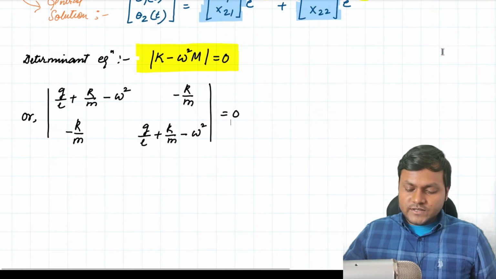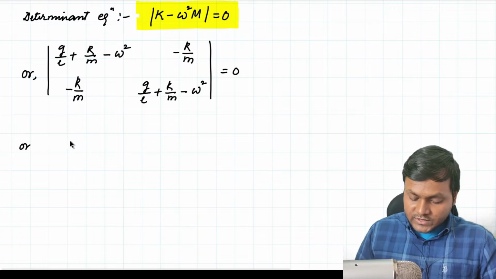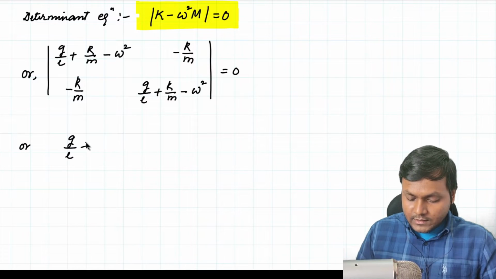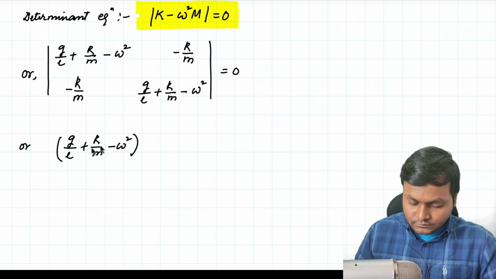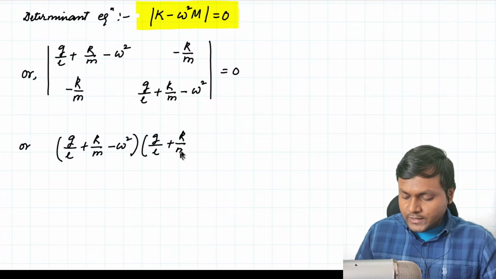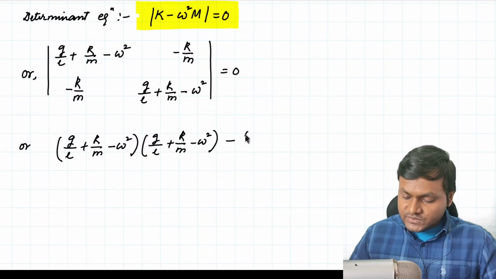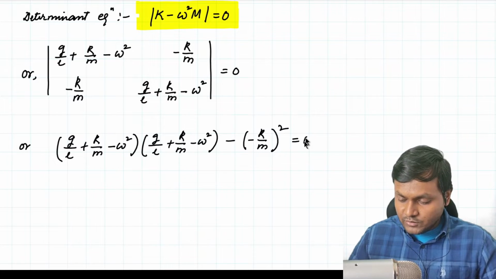So let us solve this to obtain the eigenvalues of this system. This will give us g upon L plus k upon m minus omega square, multiplied by g upon L plus k upon m minus omega square, minus minus k upon m whole square, is equal to 0, right?